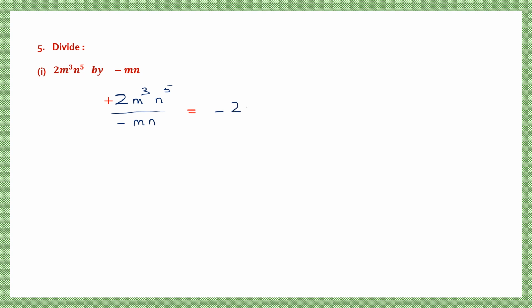Now let's look at m. M to the power of 3, and in the denominator we have 1m, so it is minus 1. Now let's look at n. In the numerator we have 5, denominator we have 1. So 5 minus 1. So m to the power of 3 minus 1 is 2, n to the power of 5 minus 1 is 4. So what is our answer? Minus 2m square n to the power of 4.